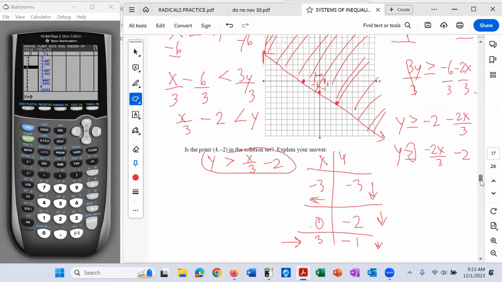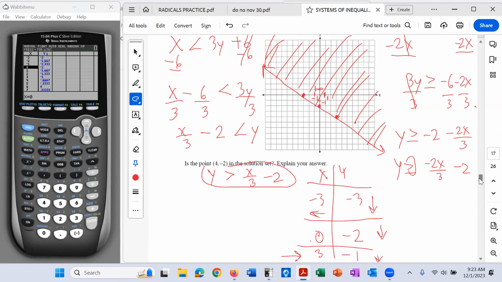And I'm going to plot these. So -3, -3, I go back 1, 2, 3, then down 1, 2, 3. Then 0, -2, 0, -1, -2, crosses right there. And then 3, -1. So then I'm going to go 1, 2, 3, -1 right here. Cool. So I see my line developing.